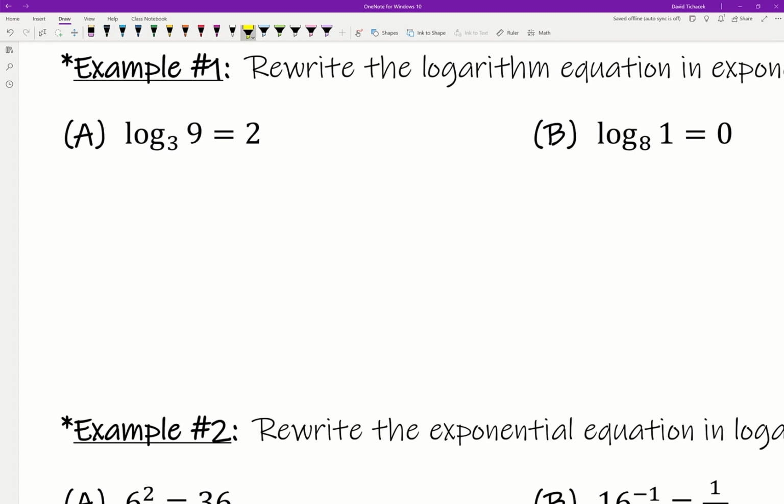And so the base of the logarithm that we've got here is, of course, 3. And so when we write this in its exponential form, we're going to start off with a base of 3. We're going to raise that 3 to some exponent, and it's going to be equal to the other number that we've got going on here, okay?